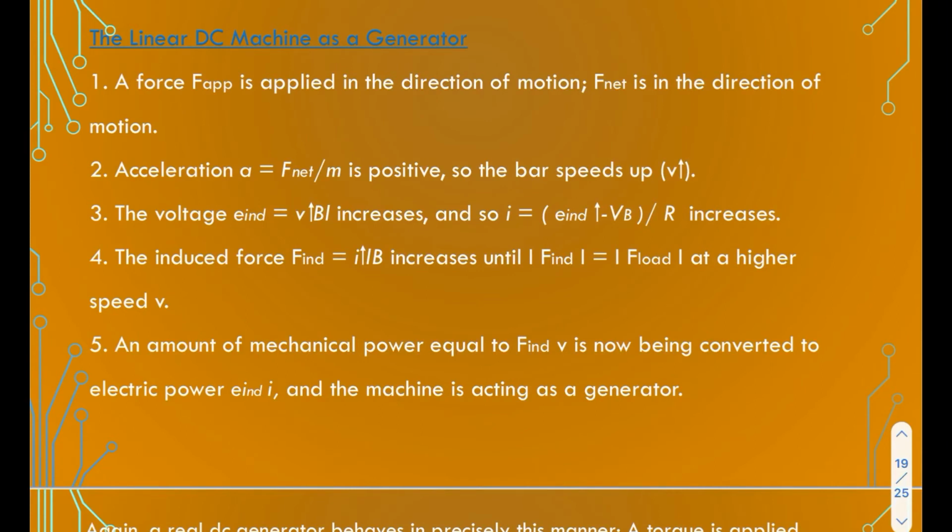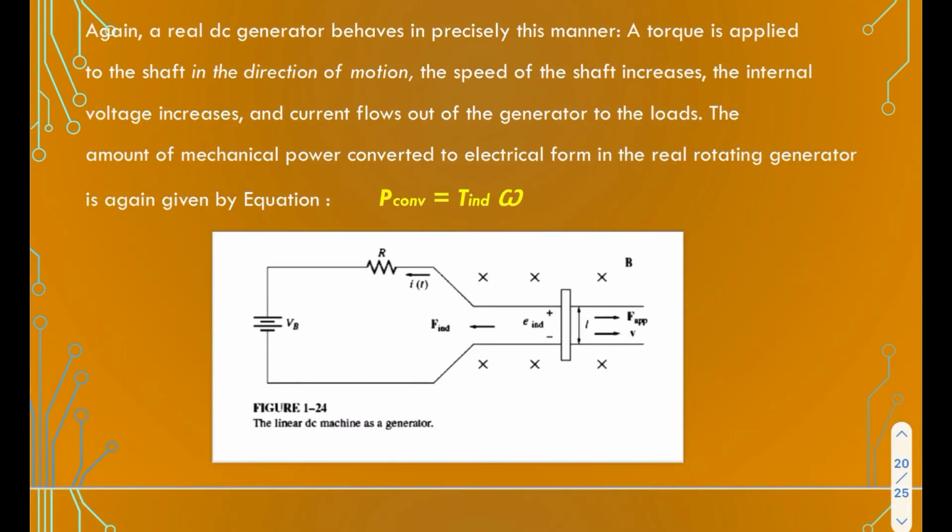Here the linear DC machine as a generator. Again, we have to apply the same equations here. So a real DC generator behaves in this manner. A torque is applied to the shaft in the direction of the motion. The speed of the shaft increases, the internal voltage increases, and the current flows out of the generator to the loads. The amount of mechanical power converted to the electrical form in a real rotating generator is given by this equation: P converted equal torque induced multiply angular velocity.